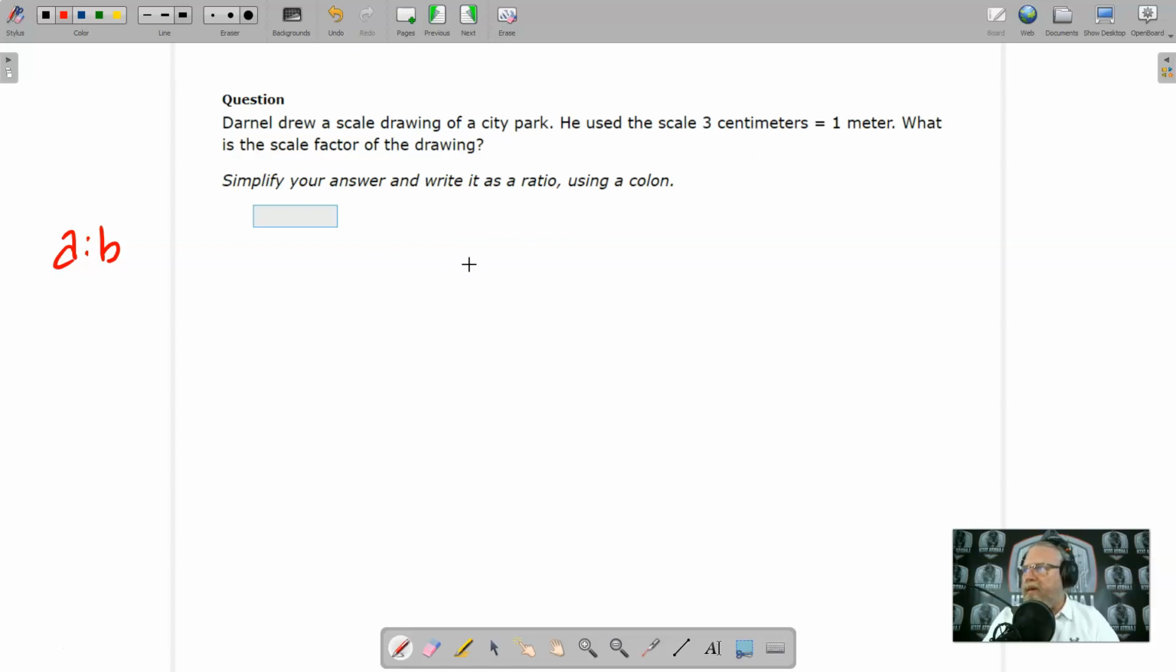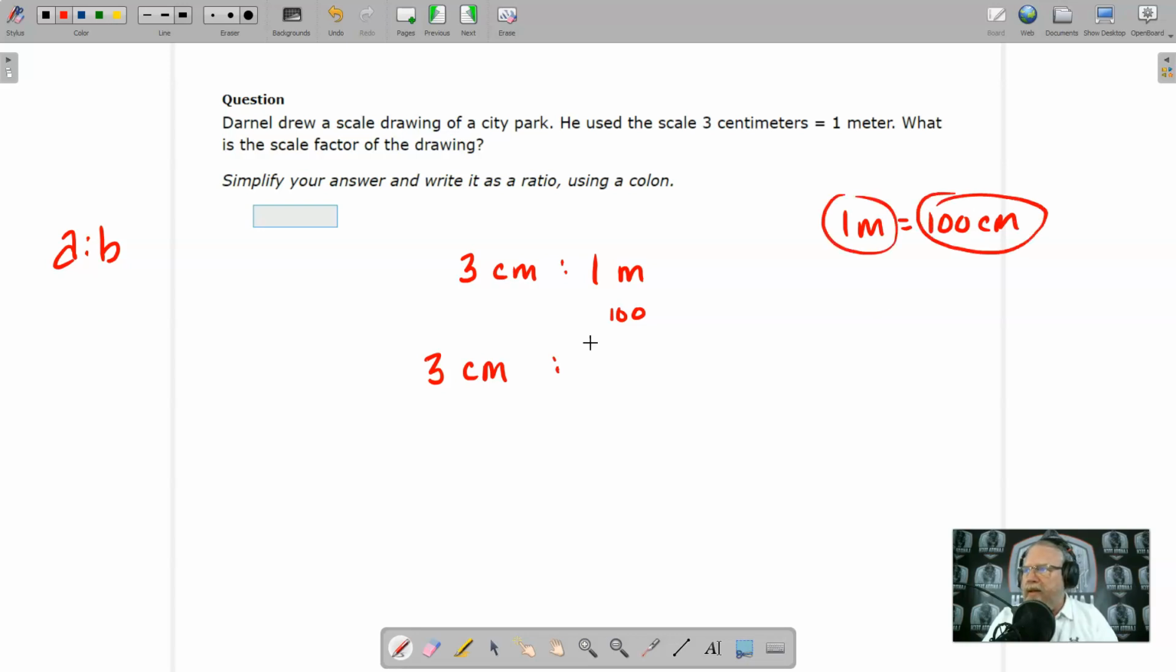So 3 centimeters is to 1 meter. Well, we want them both in centimeters. So let's do 3 centimeters is to, in this case, how many centimeters are in a meter? Well, there are 100 centimeters in a meter. So instead of 1 meter, let's do this. 1 meter is equal to 100 centimeters. So instead of putting 1 meter in there, we're going to put 100 centimeters in.